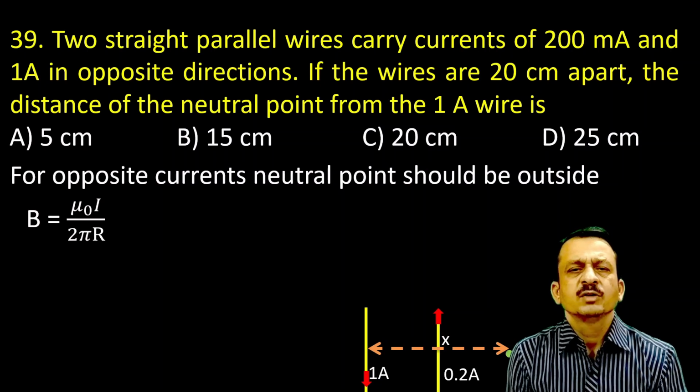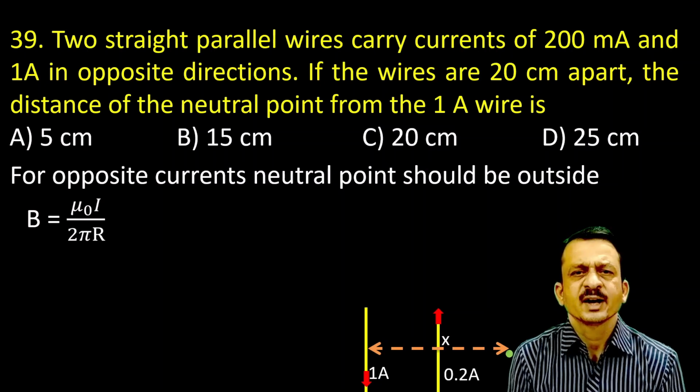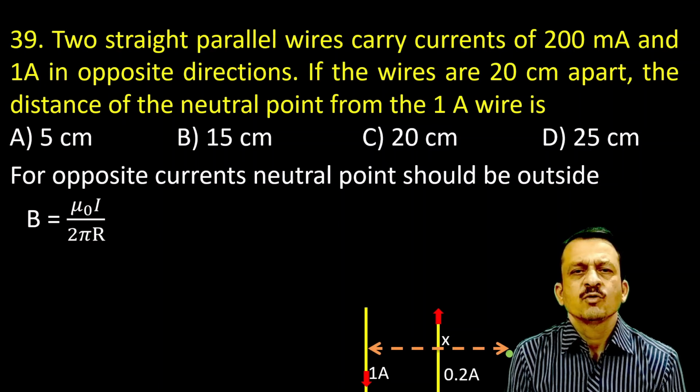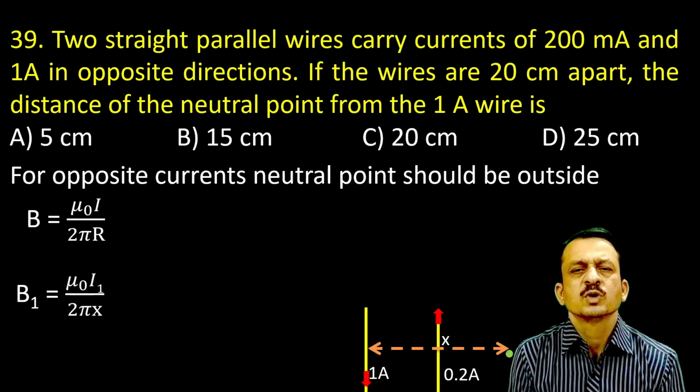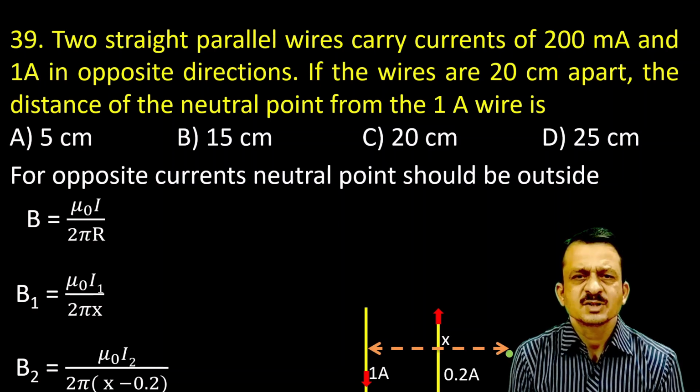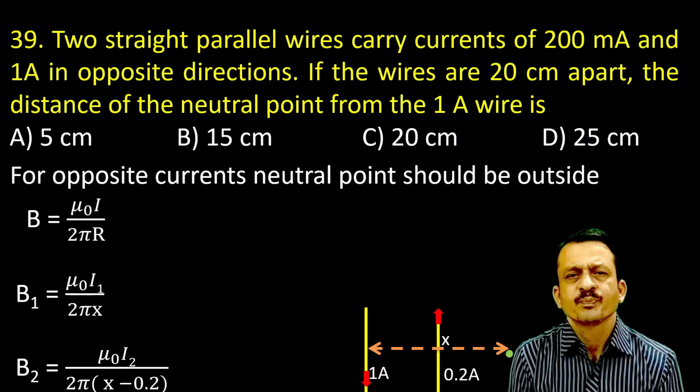Now we have the magnetic field due to a current carrying conductor, it is mu naught I divided by 2 pi r. Here for the first conductor carrying a current of 1 amp, I will take the distance as x. Therefore B1 is equal to mu naught I1 divided by 2 pi x. And B2 due to the other conductor, which carries a current of 200 milliamps, is equal to mu naught I2 divided by 2 pi into (x minus 0.2).